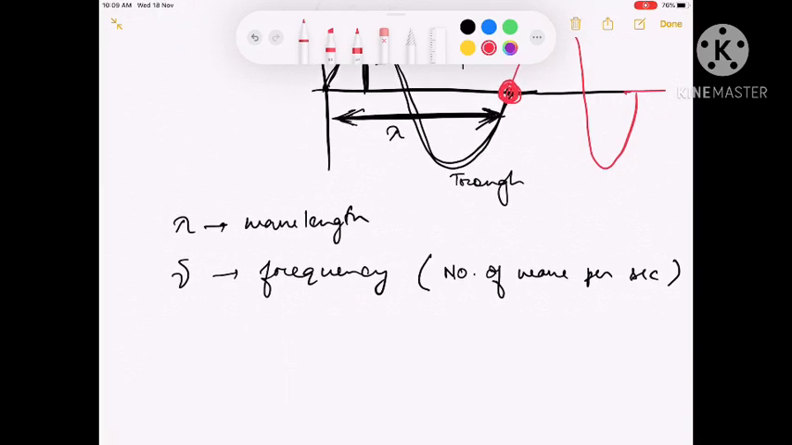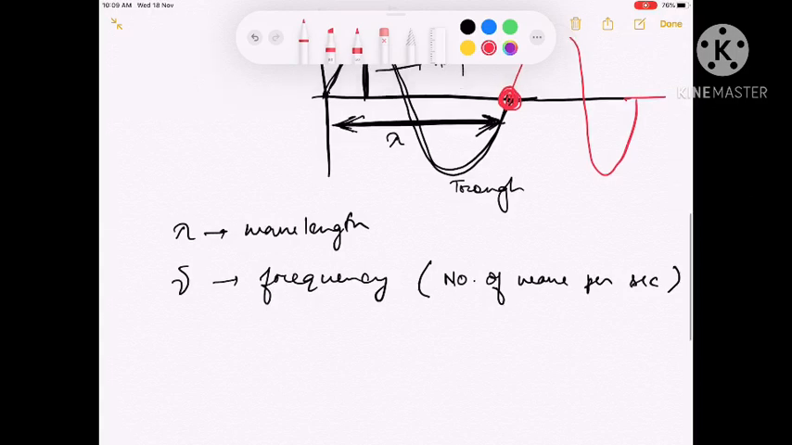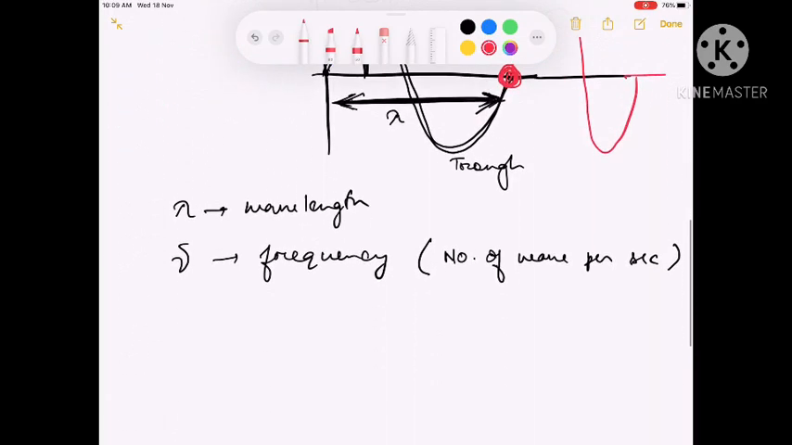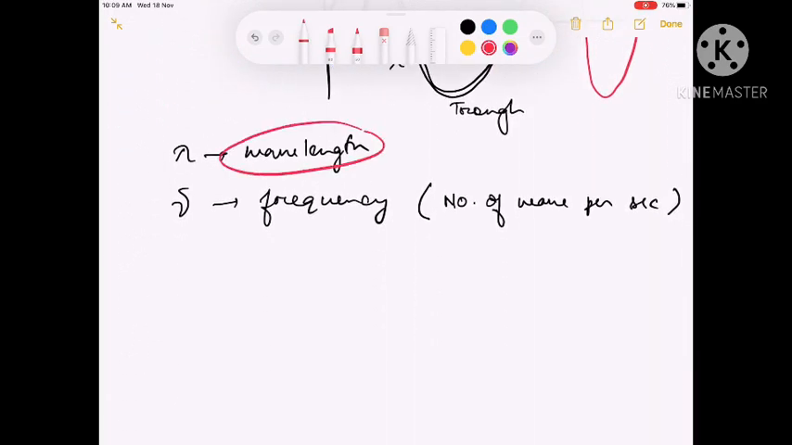Now what I was saying, these electromagnetic waves will have some wavelength and some frequency. When we arrange all the different wavelengths that we get in electromagnetic radiations, we will arrange them in terms of increasing frequency.